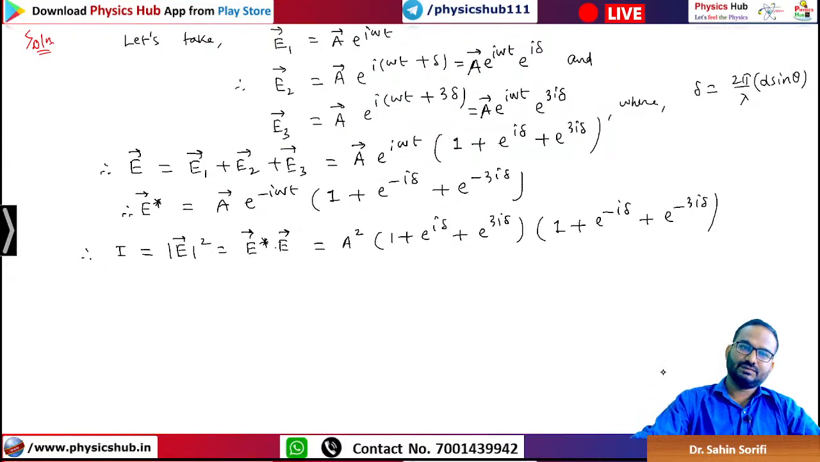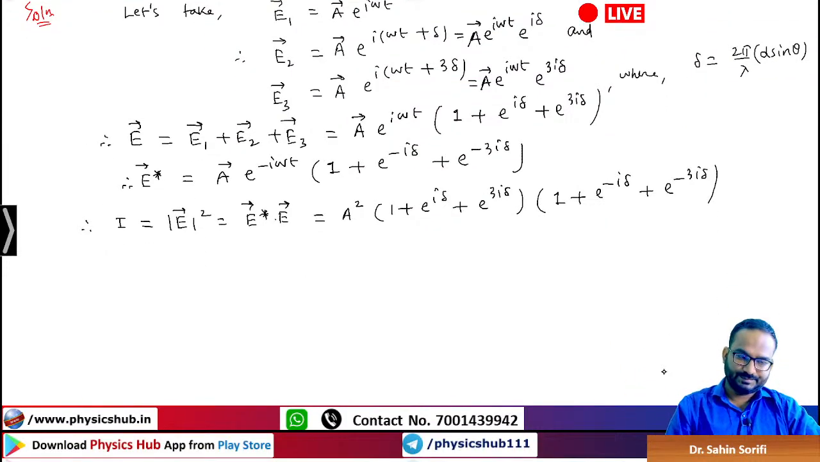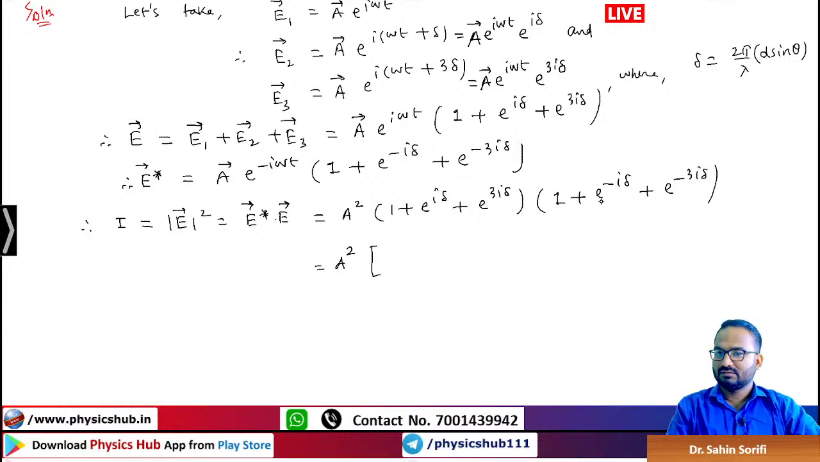Now we just need to simplify this expression. What you will get is A square into: 1 plus e to the power i delta into e to the power minus i delta, another one e to the power thrice i delta e to the power minus thrice i delta, another one. So total 1 plus 1 plus 1, 3 you will get. Plus e to the power i delta you are getting from here, and 1 into e to the power minus i delta. This 2 will come.